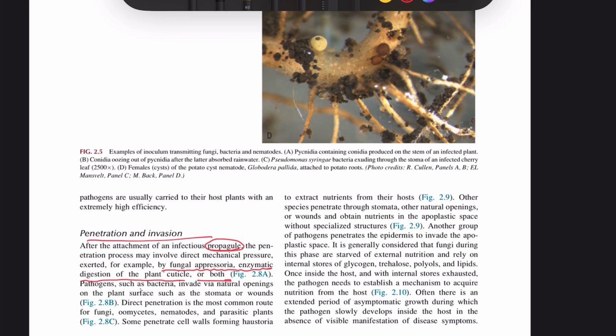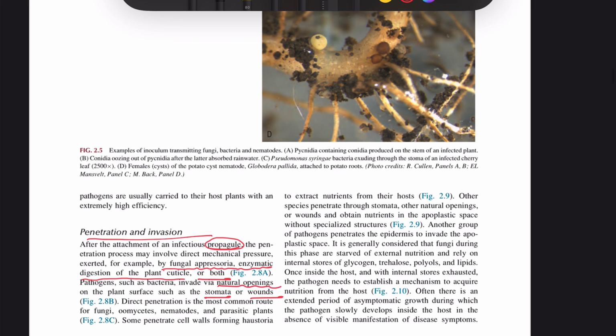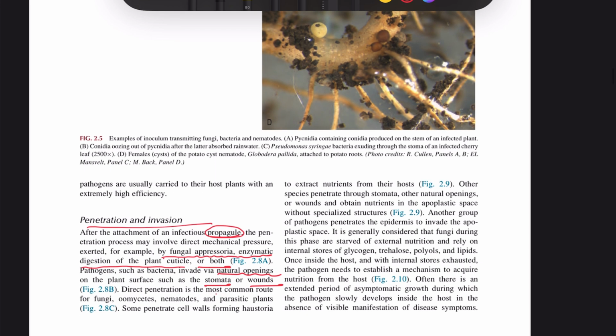Pathogens such as bacteria invade via natural openings. One example of a natural opening is what? Stomata, or any wound in the plant body. Direct penetration is most common. Remember this. Direct penetration is the most common route for fungi, oomycetes, nematodes, and parasitic plants. It's not usually seen, or not at all seen, in the case of bacteria. They require open natural openings or any kind of wound for their entry.